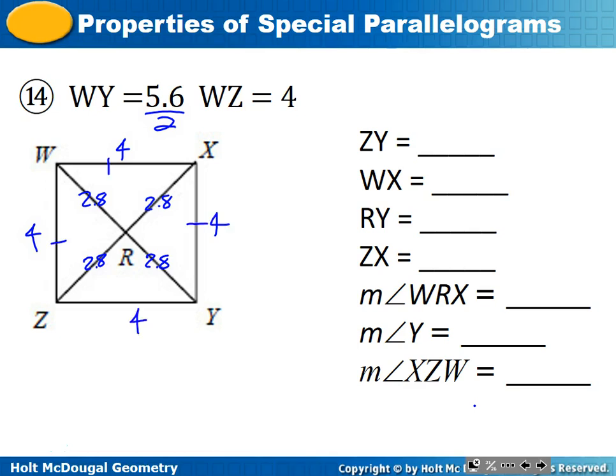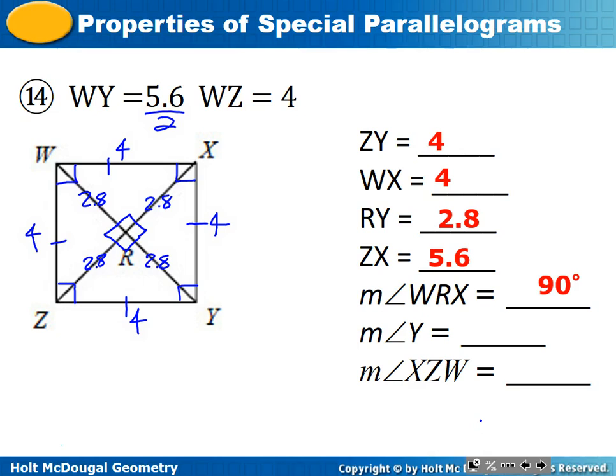We know that. We also know that all these angles are right angles, and our angles in the center are all right angles, right? So when we start going through this one, remember, those diagonals bisect those angles. So if we talk about parts of those angles out there, we're talking about 45-degree angles. So ZY was 4, WX was 4, RY was 2.8, ZX was the whole thing. That was the whole diagonal, so it's 5.6, 2.8 plus 2.8, or you just remember that the diagonals are congruent. Then WRX is 90 degrees.